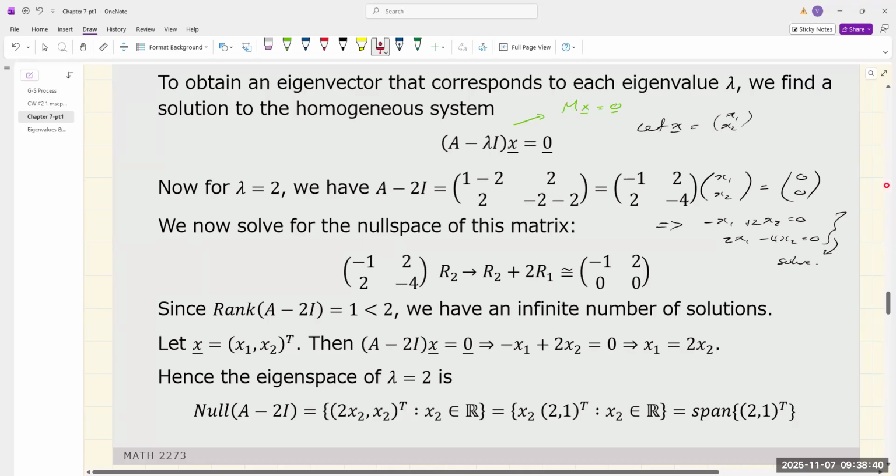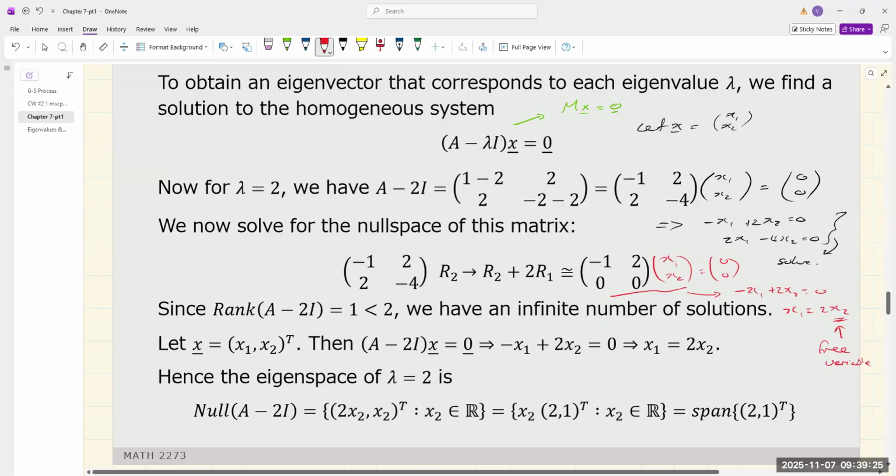Okay, let's go through it. They have it here. So you say we're going to let x equal x1, x2 transpose. Then this system, right? So all they're doing is putting x1, x2 equal 0, 0. And from here, when you work it out, you get minus x1 plus 2x2 equals 0, or x1 equals 2x2. So now it is your choice which one you choose as your free variable. Let's say x2 is the free variable.